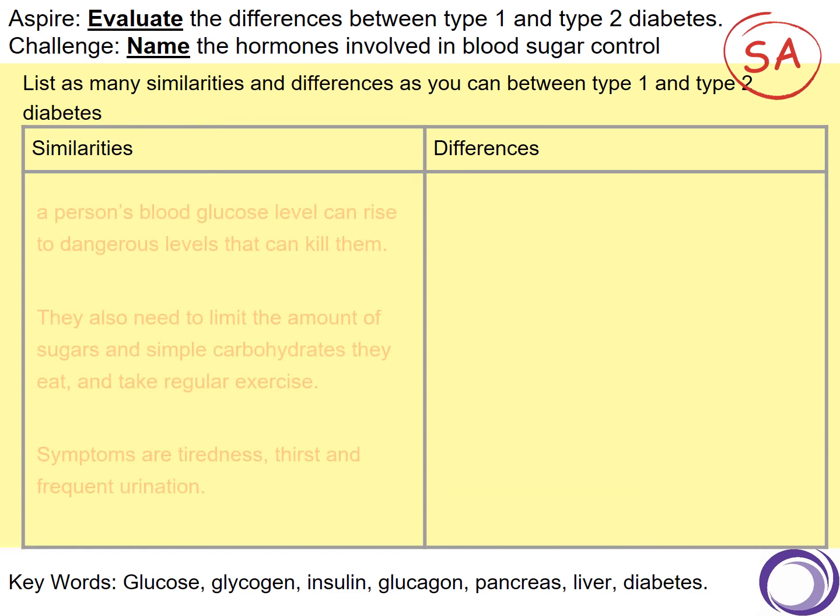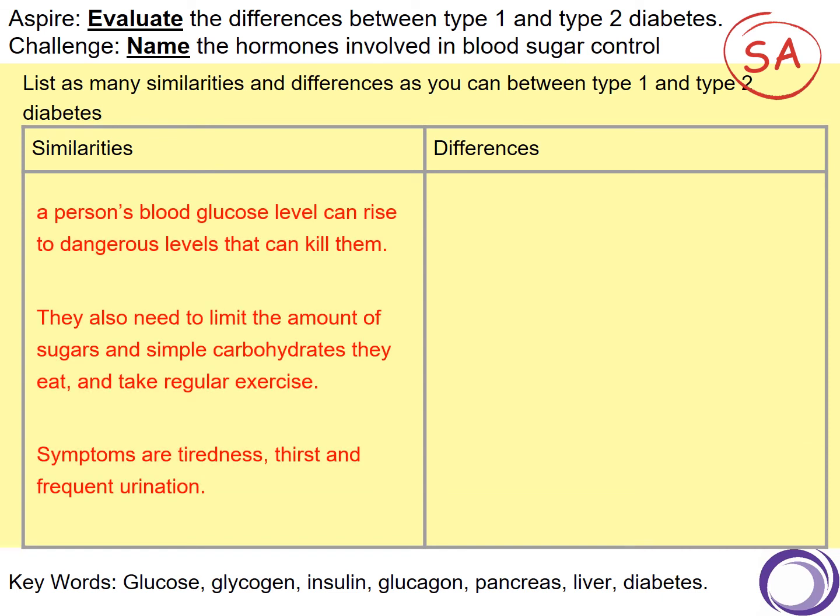So what I would have expected to see in the similarities, I would have talked about the fact that it was dangerous for the person's blood glucose levels to get too high, and that they all need to limit their sugars and simple carbohydrates and take regular exercise, and that they have similar symptoms: tiredness, thirst, and frequent urination.